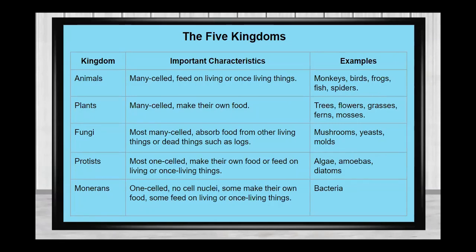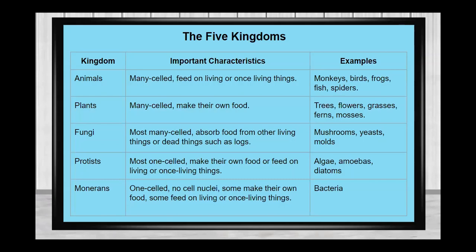So to begin, animals, which is probably the one you are the most familiar with besides plants. They are many-celled or multicellular. They feed on living or once living things. The examples that I listed are monkeys, birds, frogs, fish, spiders, but you might think of cats and dogs and all sorts of other animals that you are around. The next one that is also super easy for kids to identify is plants. Plants are also multicellular, and they make their own food through the process of photosynthesis. I just listed a few examples: trees, flowers, grasses, ferns, mosses.